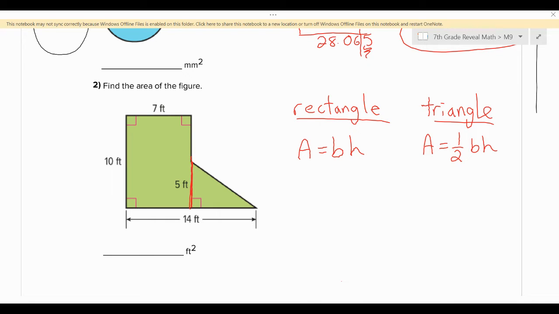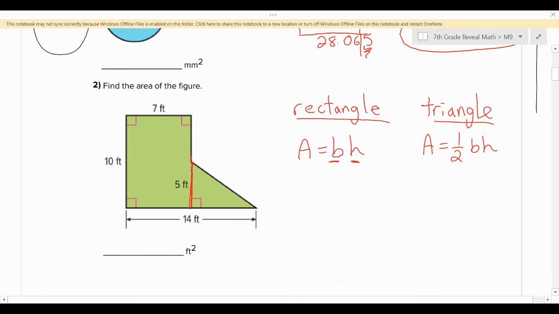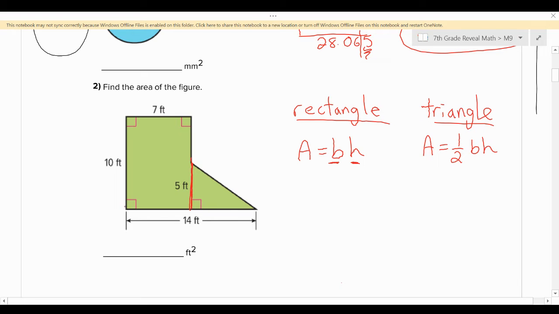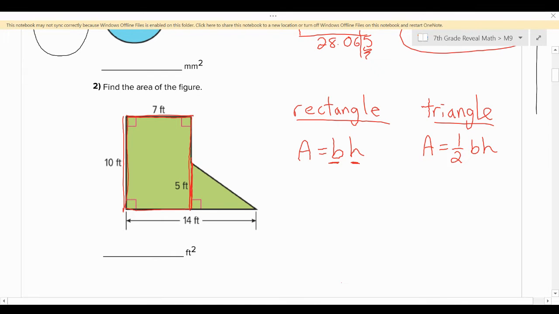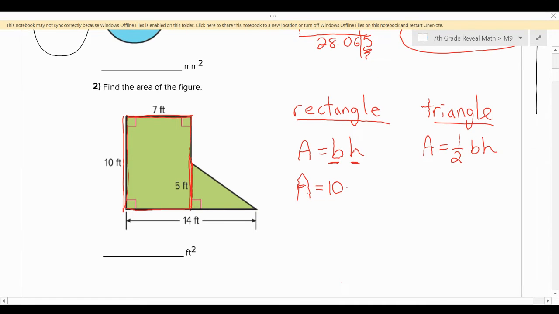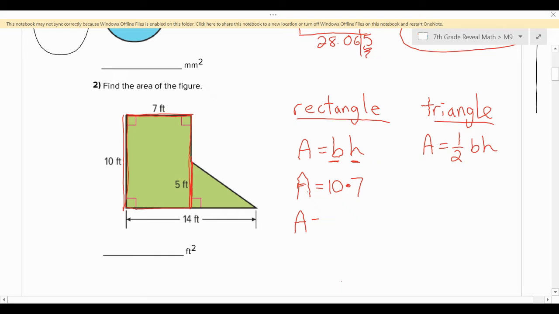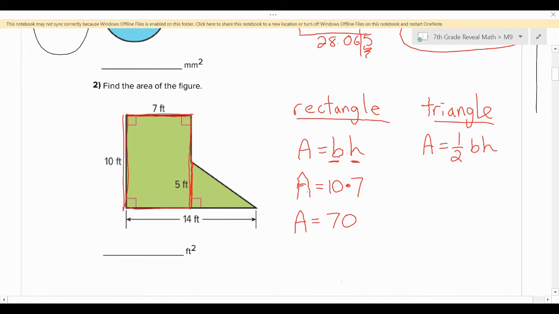Once we get the name and the formula, now we're ready for the dimensions that we have to plug in. We need the base and the height of that rectangle. So a rectangle is right around here. I see that this and this meet at right angle. That's the length and my width, or my base and my height. So we have 10 times 7. Now, it doesn't matter what order we put it in. We just know that those are the dimensions, so that's going to give us 70 square feet.